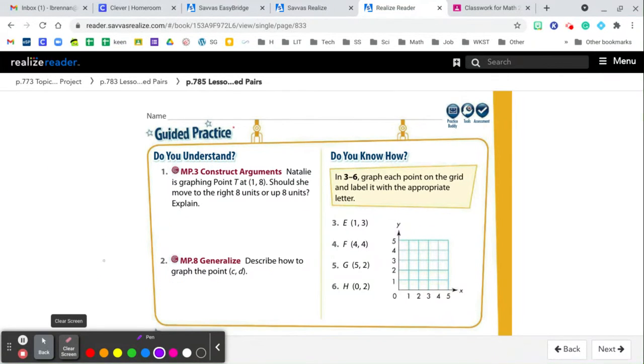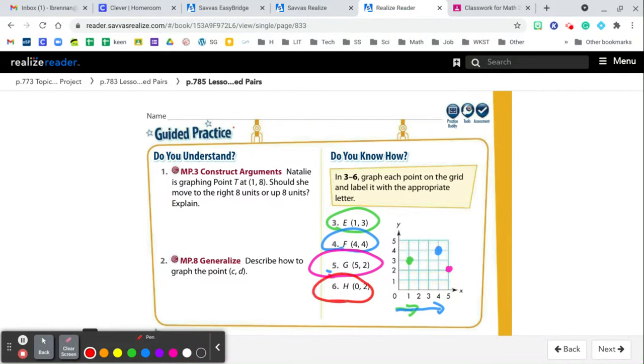Graph each point on the grid and label it with the appropriate letter. So for 3, we say 1, starting at origin, we have a +1, so we're going to go in that direction, and a +3. For 4, starting at origin, we're going to go +4 and +4. For 5, we're going to go +5, +2. And for 6, we're going +0, which means you just stay where you are, and up 2.